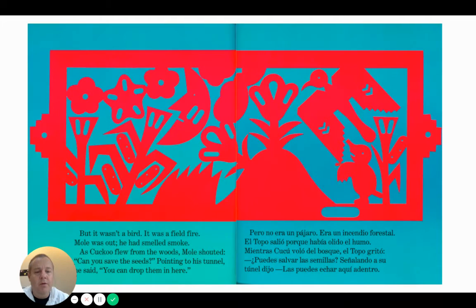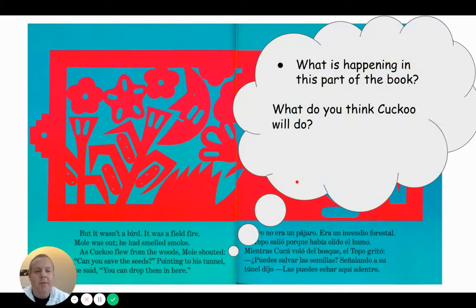So here's Mole. Here's his hill. Look, this is his tunnel here. He's saying, "Save the seeds, drop them in my tunnel." What's happening in this part of the book? What do you think Cuckoo's going to do? What do you think Cuckoo will do? Will she help Mole? Will she not? Let's find out.